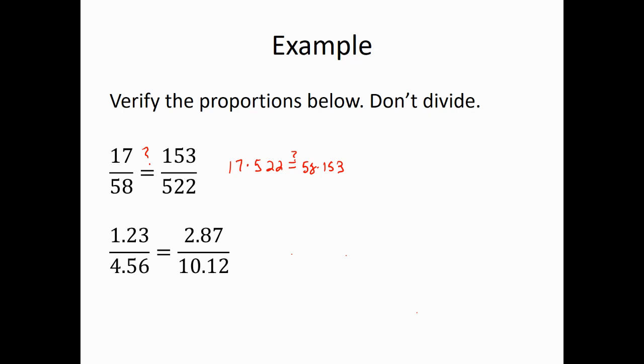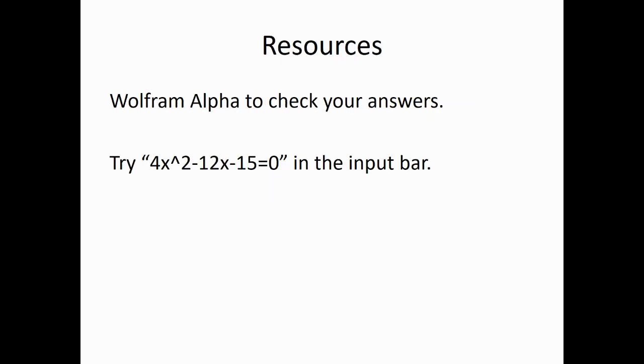Now, I won't take the time to do the second one as well, but you can do it in exactly the same way. Simply multiply the extremes, that is the 1.23 and the 10.12, multiply the means, that is the 4.56 and the 2.87, and just determine, just by inspection, whether they are equal values or not. If they are equal, then the proportion is true. If they're not, then it's not. So that is just about it.